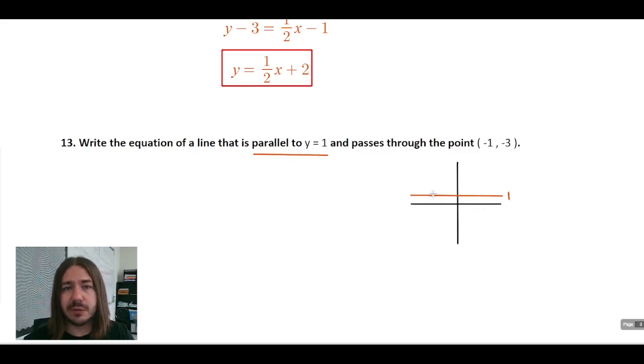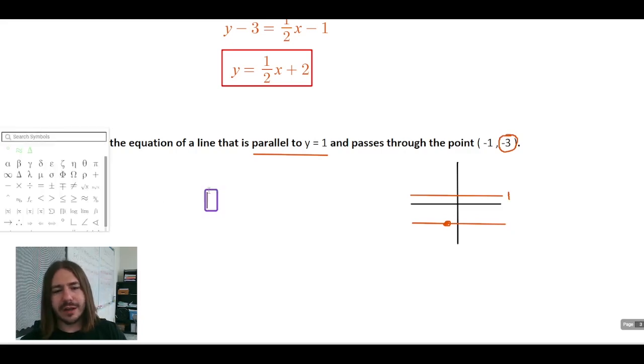So that means that the line we're looking for is just going to be y equals something. And it's passing through this point (negative 1, negative 3), which is going to be somewhere down here, right? If it's got to be a horizontal line that passes through that point, you want to ask yourself, what's the y value of all these points? And it's just going to be this negative 3. So not a whole lot to this one. The slope is 0. It's just going to be y equals negative 3.